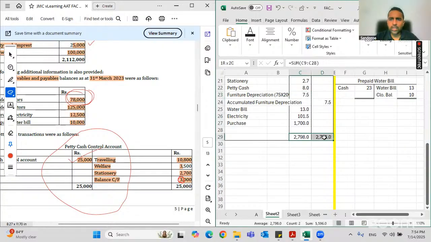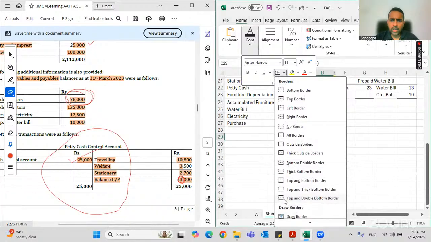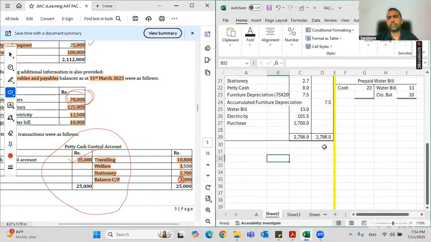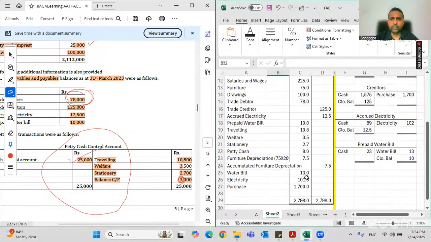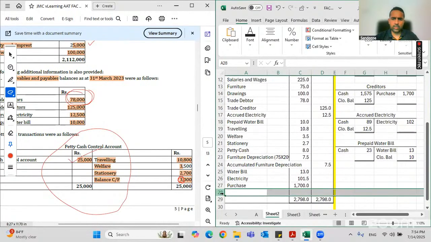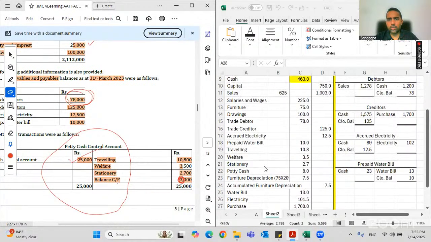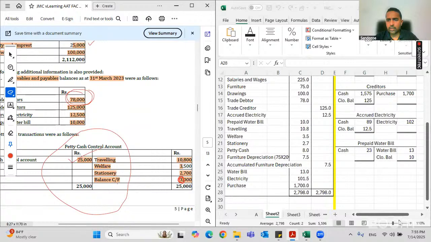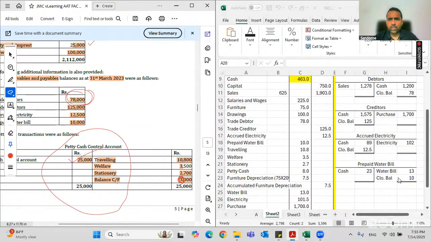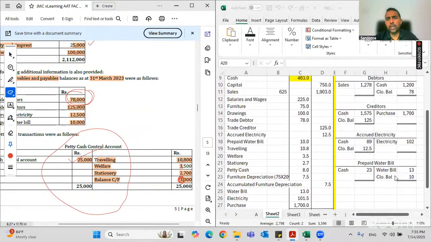Right. So the balance sheet gets tallied at 2798. Please correct this a little. There's a typing mistake. It should be 8,000, not 3,000. Right? It's correct. So the balance sheet gets tallied at 2798.